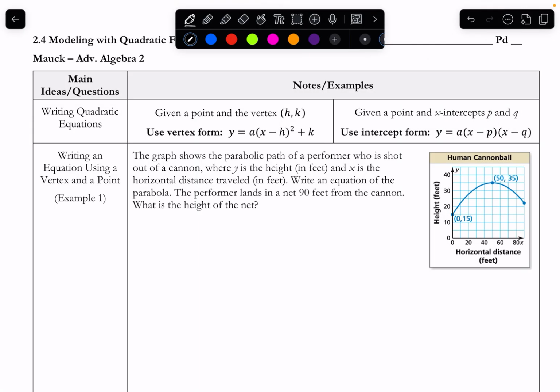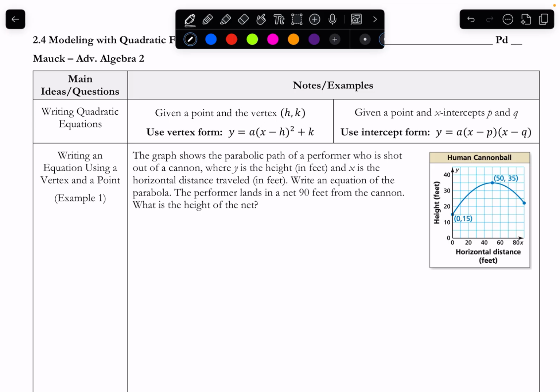This is the explanation video for the 2.4 notes. We're going to have either vertex form or intercept form, and a word problem of some sort where we have various pieces of our quadratic and our goal is to write the equation.